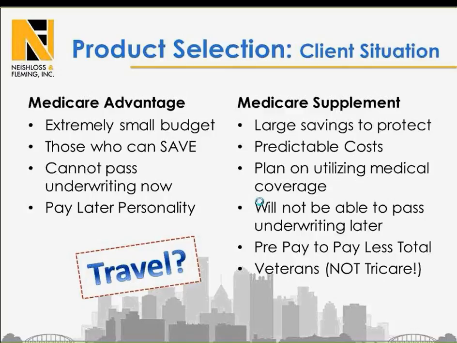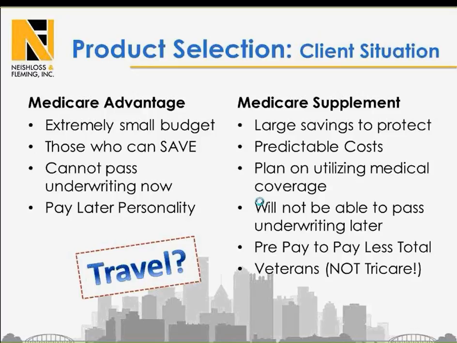Going into a home with Medicare Advantage, this is probably going to be the winning hand when you have somebody with an extremely small budget, people who can save money, that aren't afraid if they go to the hospital that they can't afford to pay because they have some money in the bank. They can pay those hospital costs at a later date when the bill comes in at $2,000. That's something that they already accounted for.